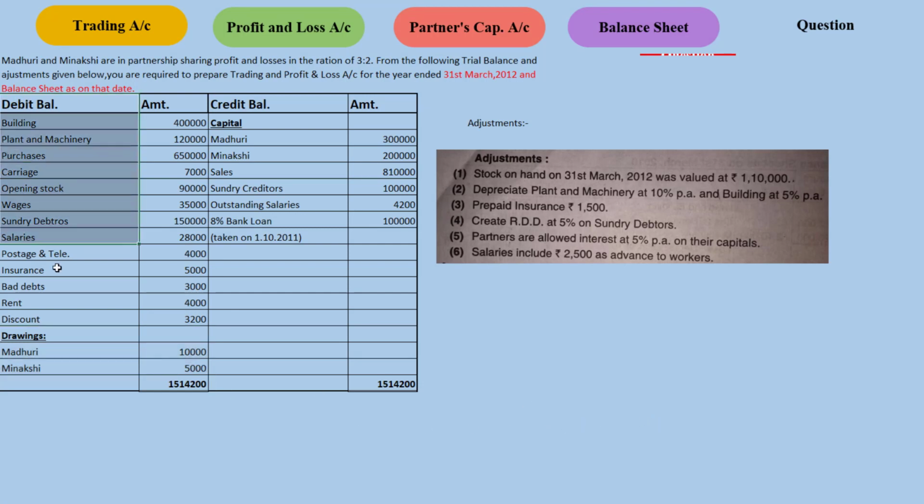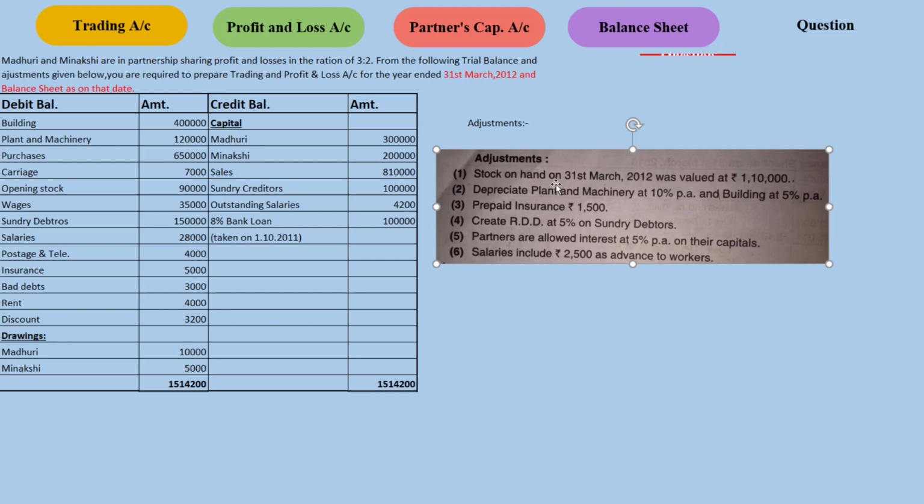It will be recorded in the partners' capital account. Which side? Debit side. Partners' capital account, again it will be recorded in the partners' capital account, credit side, because these are credit side items. Sales, trading account; sundry creditors, liabilities; outstanding salary, liability; 8% bank loan, liability. This is the adjustment. Every adjustment should have 2 effects minimum.